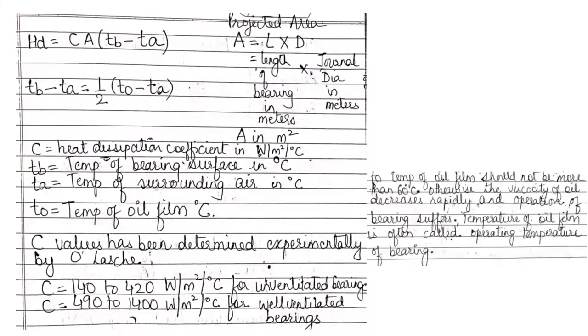Now, the temperature TO of oil film should not be more than 60 degrees. Otherwise, what will happen? The viscosity of oil will decrease rapidly. Viscosity decreases, so the oil film will not sustain. So you should remember that the temperature TO should not be more than 60 degrees C.